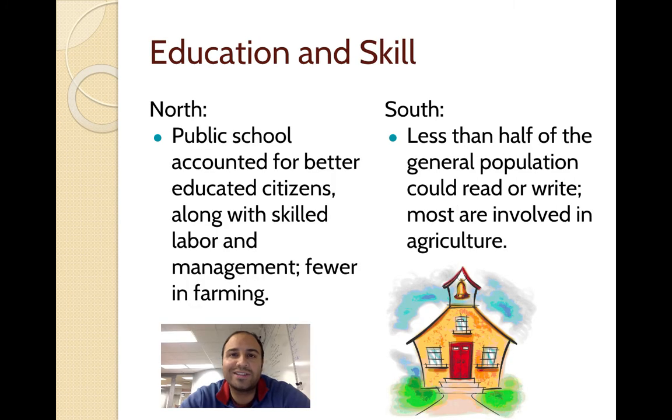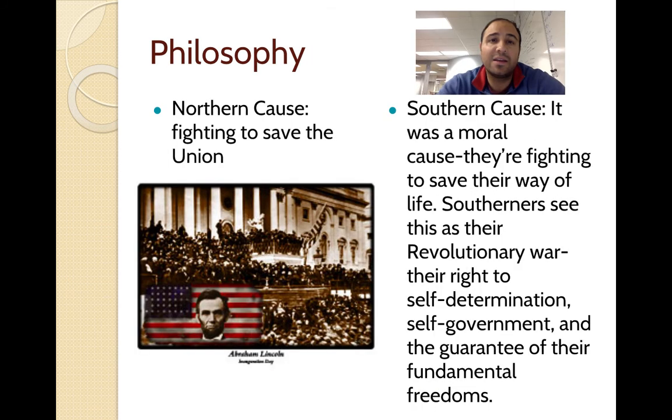When it comes to education and skills, in the North, public school accounted for better educated citizens, along with more skilled labor, management positions, and not as much agricultural or farming. In the South, less than half of the general population could read or write, and most citizens and children were involved in agriculture and farming.